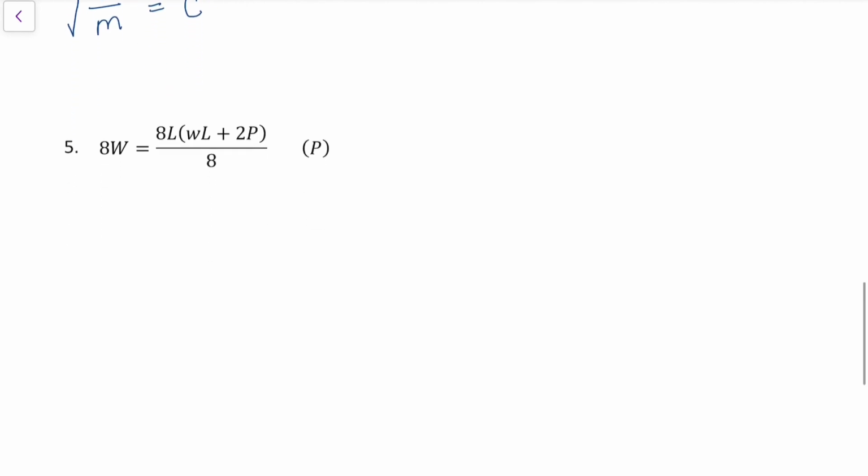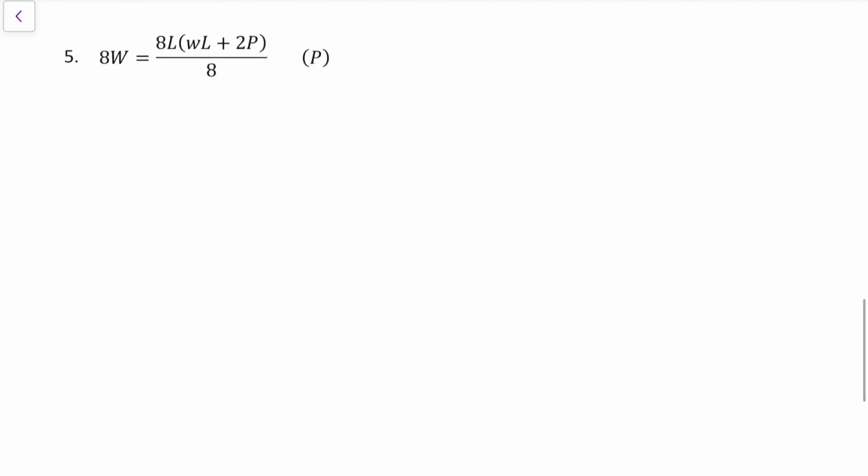Okay, and then our number 5 here, we want to get p by itself. And I notice there's a fraction. Again, we don't like fractions in these situations. They make the question a little bit harder. So to get rid of this divide 8, I'm going to multiply both sides by 8. So on this side, I get 64w, and on this side, it kind of cancels out that bottom fraction. So I get 8l times wl plus 2p.